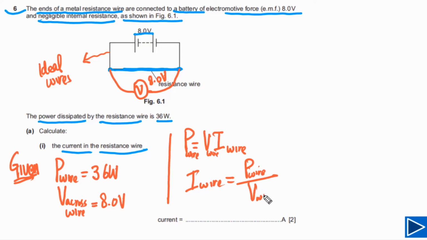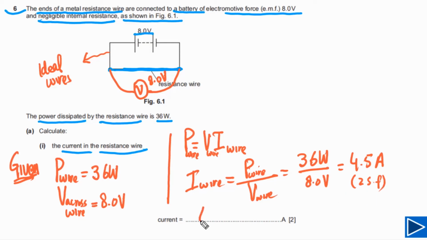P in this case is 36 watts and the potential difference V is 8.0 volts. So we can find our final answer, which will be 4.5 amps to 2 SF, because our raw data has 2 SF, so our final answer must also have 2 SF. This question has 2 marks. The first mark you get if you have written this formula, this equation, and this is the C mark. The second mark is the answer mark. If you have got the right answer, you will get 2 marks.